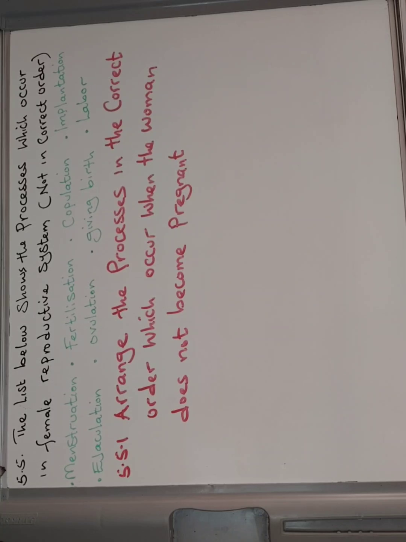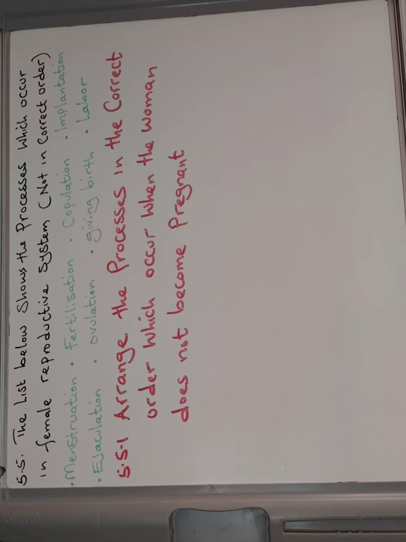Today we are looking at this grade 9 natural science question. It says, the list below shows the processes which occur in the female reproductive system, not in correct order. The list includes menstruation, fertilization, copulation, implantation, ejaculation, ovulation, giving birth, labor. So that's the list.